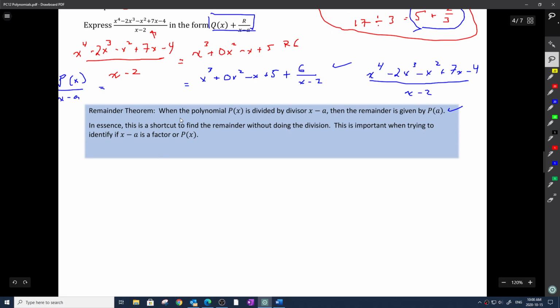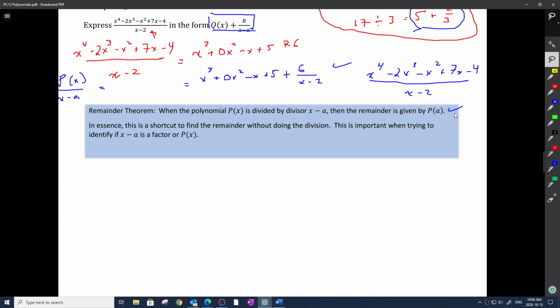All right, so the remainder theorem. Really, really important. Any time that you see "theorem," I should be wide open and saying, I need to know this. So this is the remainder theorem. When a polynomial, p of x, is divided by a divisor, x minus a, then the remainder is given by p of a.